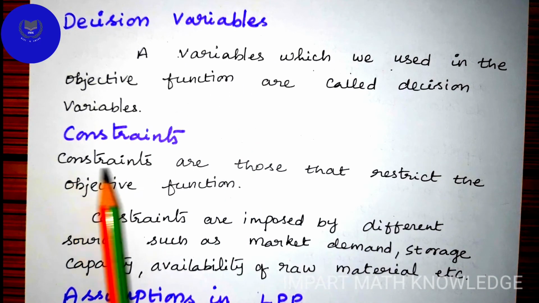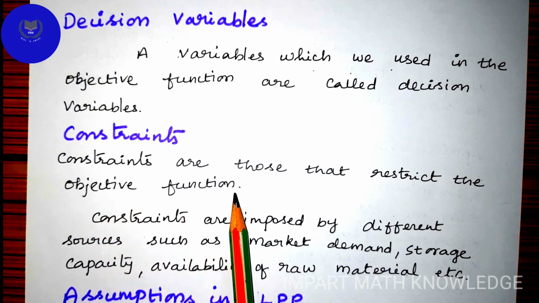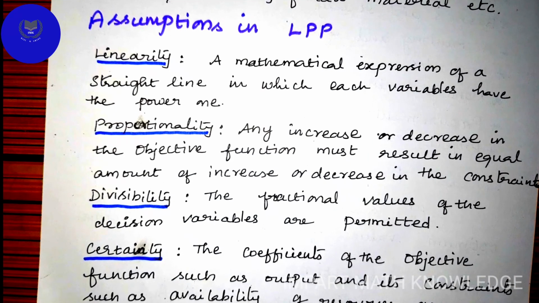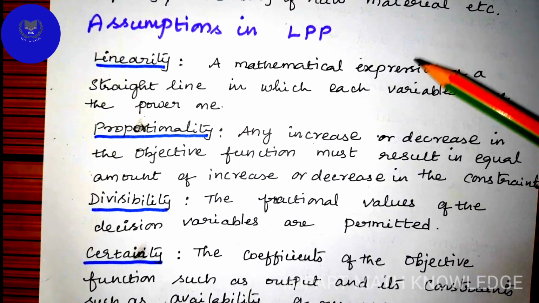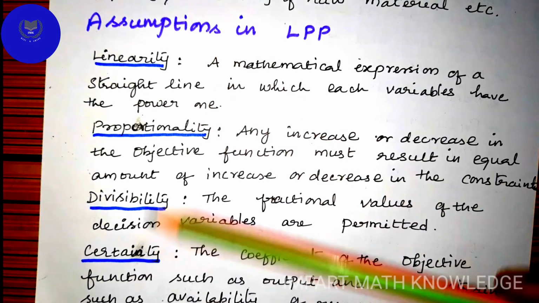The next one is constraints. Constraints are those that restrict the objective function. The constraints may be market demand, storage capacity, availability of raw material, etc. The constraints are framed to attain the goal. Here our aim is to maximize the profit or minimize the loss. Now let us move on to the assumptions in the linear programming problem. For every mathematical model, there are some assumptions. Now we move on to the assumptions part.